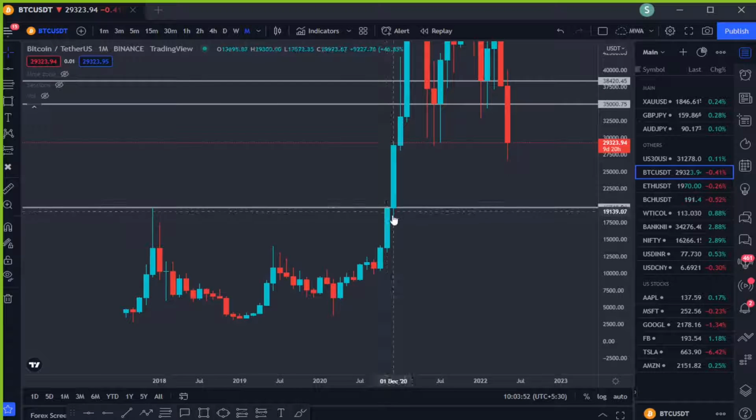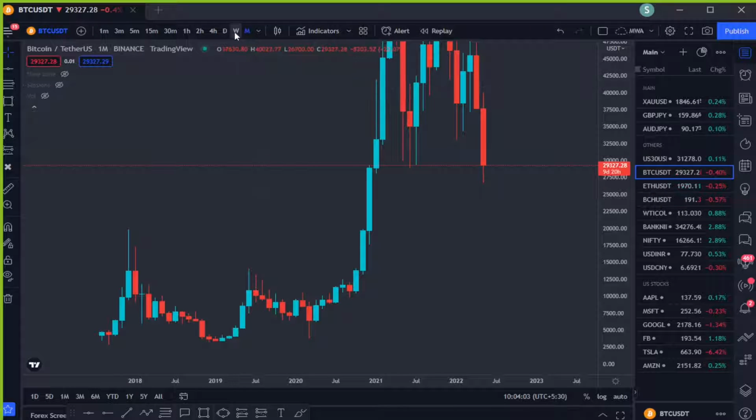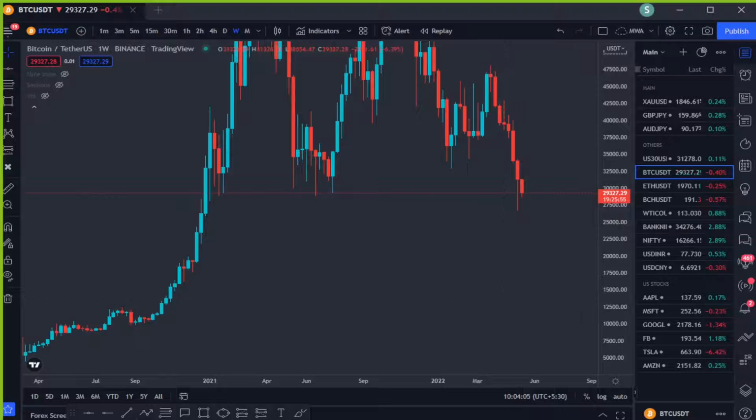As we can see, there has been an interaction at this level. This is going to be the 19,800 level. So this is what we are expecting. Price is pretty much bearish on the monthly time frame. So let's see what's happening on the weekly time frame.